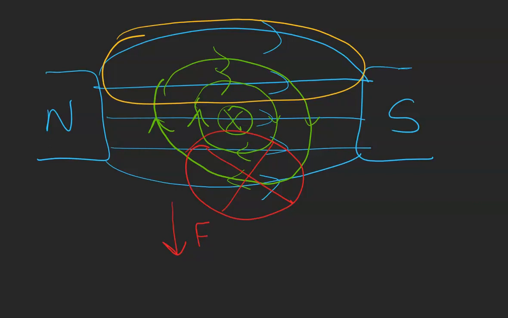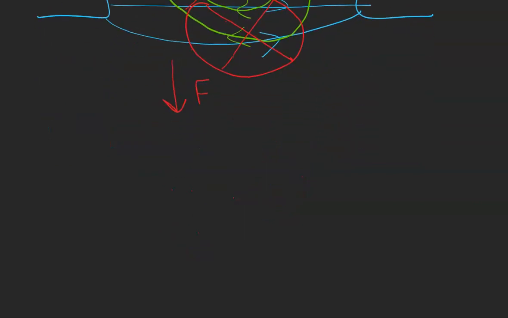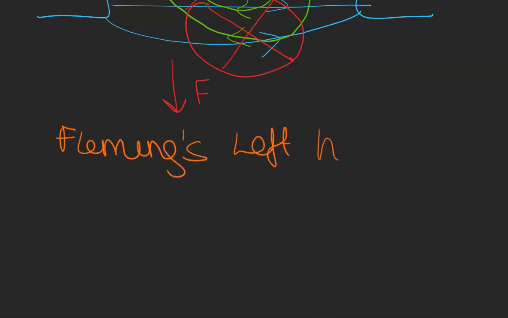Now the challenge becomes, how do you determine the direction in which this force is acting? You can manually draw out each field, and where the fields cancel is where the force is directed. Or you could use a rule which is called Fleming's left-hand rule.